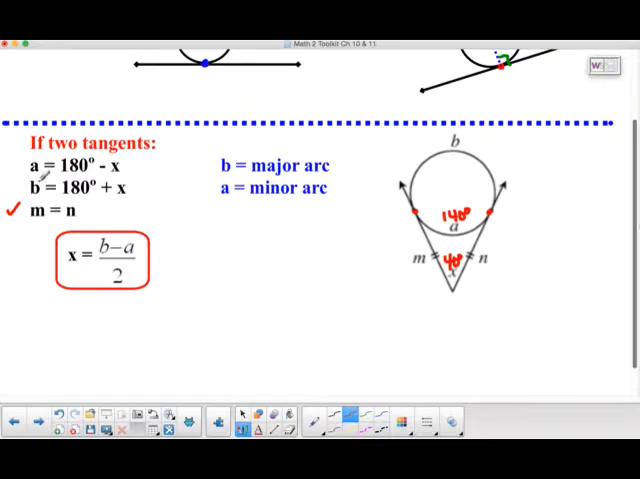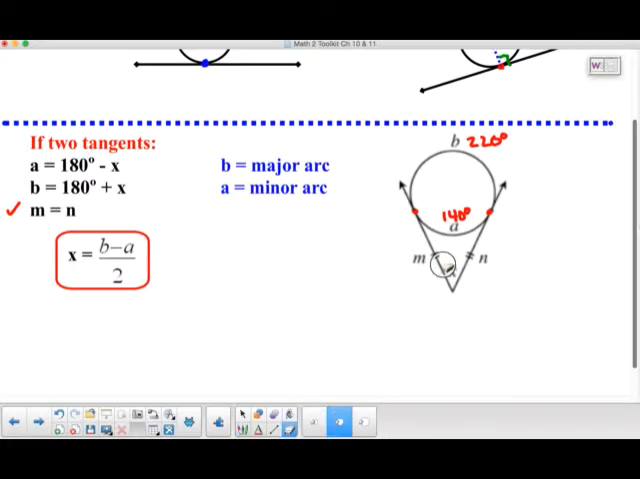And the major arc, B, would end up being 180 plus 40. Well, 180 plus 40 is 220. And it all checks, because if we take our minor arc and our major arc together, they add to be 360, which is what should happen here. So let's talk about where this all comes from. First of all, where does this come from in terms of A? Why is it that A is 180 minus x?